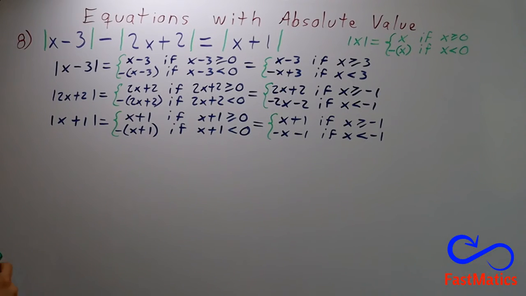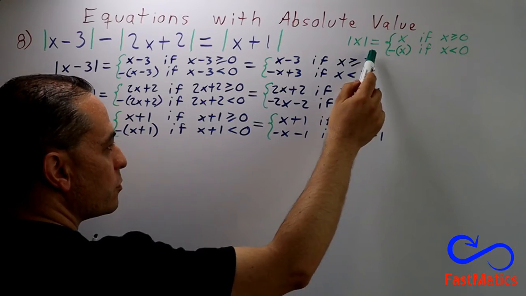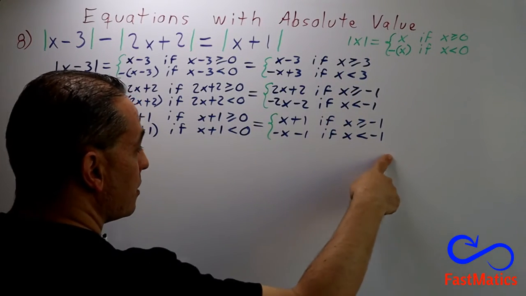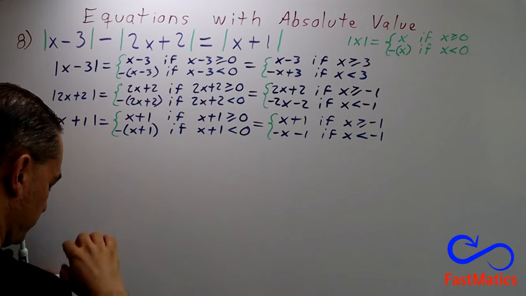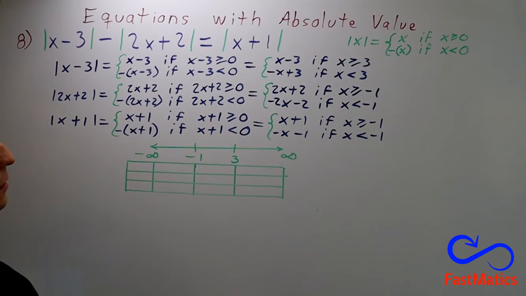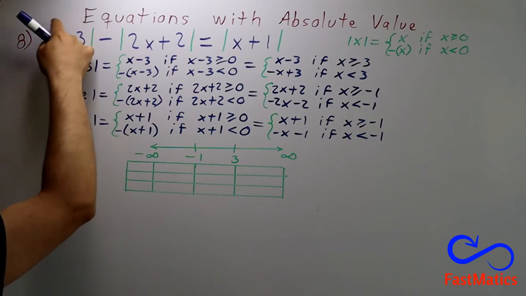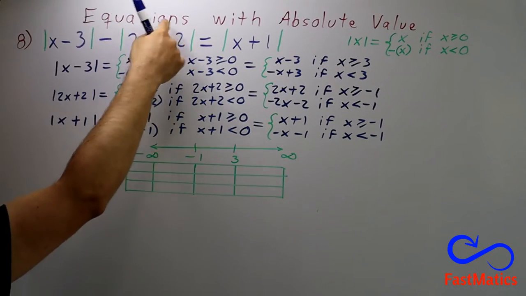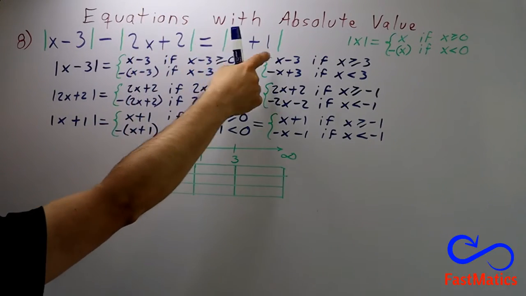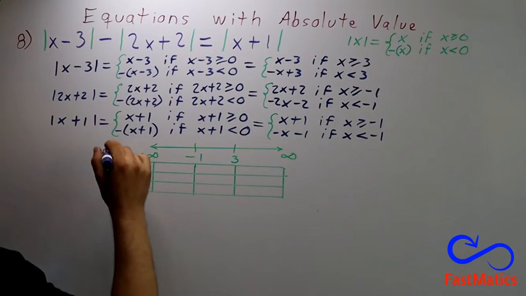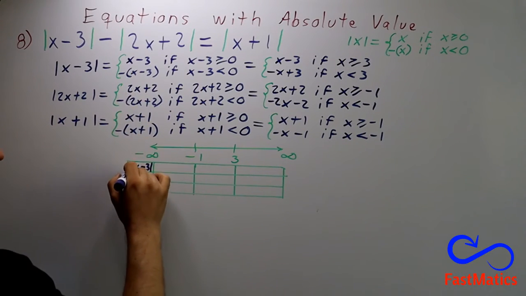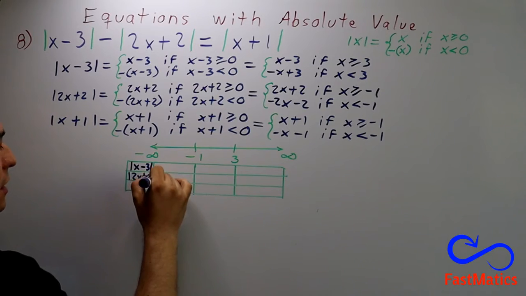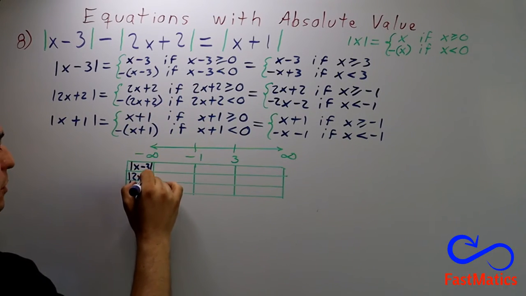Now, what are we going to do? We take the numbers that are here, we put them on the number line, and with that we are going to make a chart. Pay attention please, it's very important. So please be careful, we are going to use one line for the first absolute value, the second line for the second absolute value, and the third line for the third absolute value. Absolute value of x minus 3, absolute value of 2x plus 2, and absolute value of x plus 1.